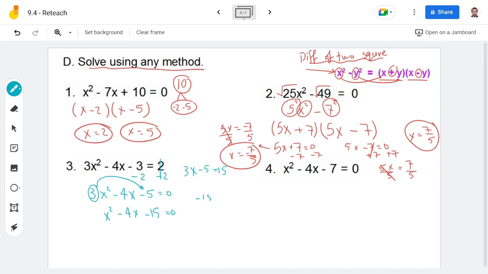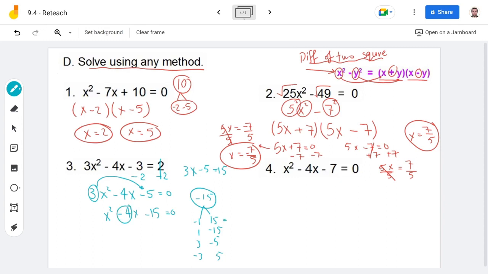Now, what are the factors of negative 15 that can give me negative 4? So now we have negative 1 and 15, and we have 1 and negative 15. We have 3 and negative 5. We have negative 3 and 5. What else? Do we have more? No, no more. That's it. So now, can one of these give me negative 4?